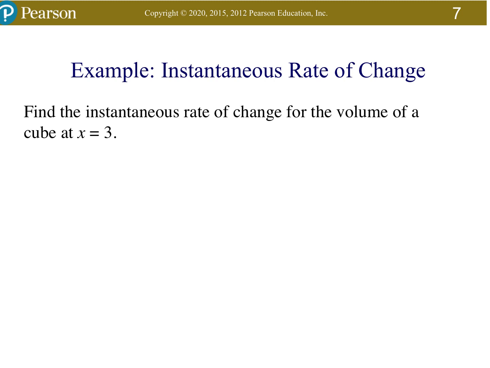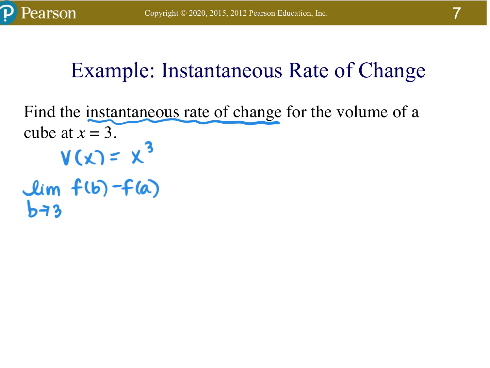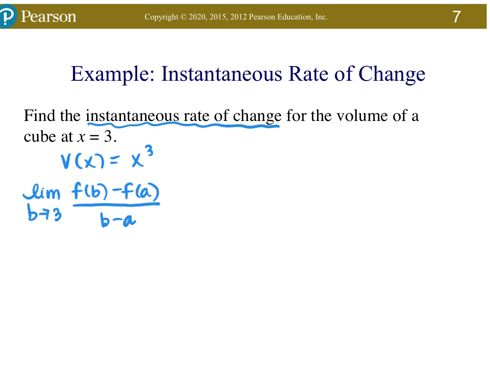Find the instantaneous rate of change for the volume of a cube at x equals 3. Now, I didn't give you a formula to start with. I'm assuming that you know that the volume of a cube equation is x cubed. I'm assuming that you know that. If we want to find the instantaneous rate of change, we'll be doing the limit as b approaches 3. And we'll do f of b minus f of a over b minus a, approaching the number 3.